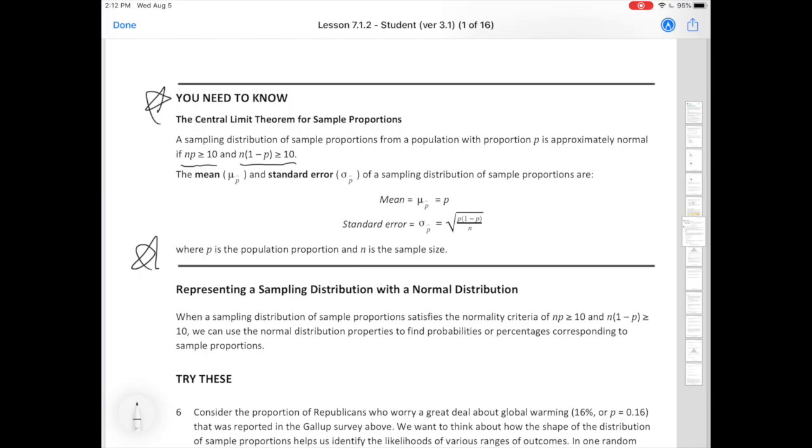So that's what has to be true first. If that's not true, then that means your sample is not big enough, and you cannot apply this next part. But if they are both at least 10, then we could say the following. The mean, mu sub p hat, and the standard error, which is sigma sub p hat, of a sampling distribution of sample proportions are, and this is them, the mean is just equal to p, and the standard error is equal to the square root of p times 1 minus p divided by n, where p is the population proportion and n is the sample size.